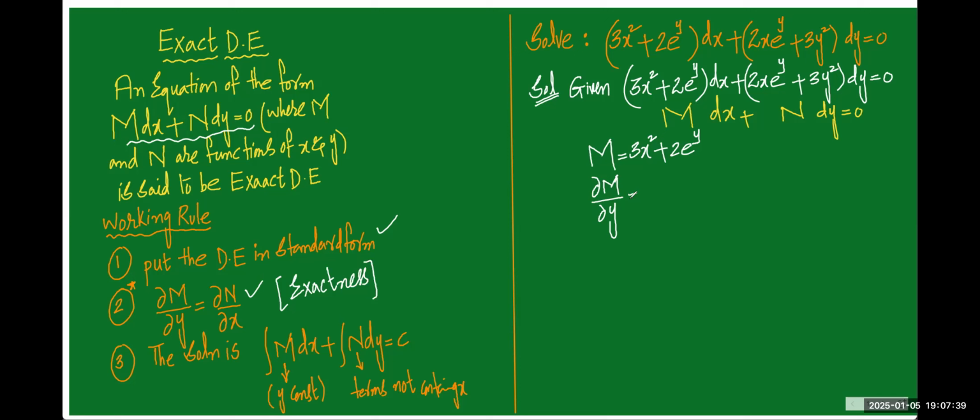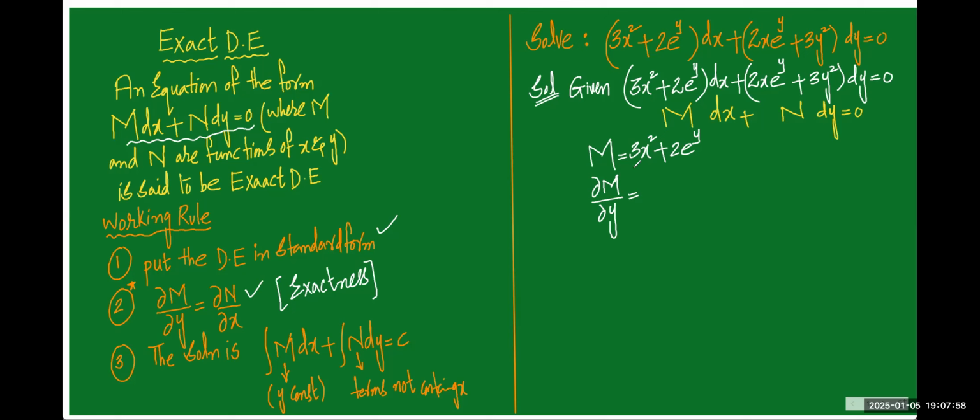What is the meaning of this symbol ∂? It means we are doing partial differentiation with respect to y. The word itself indicates that we are differentiating for the term y only, treating x as a constant.